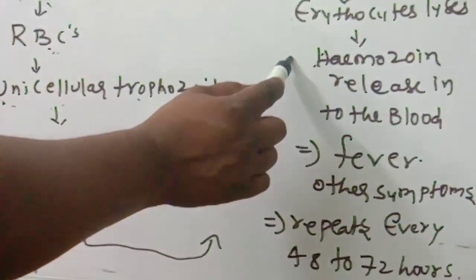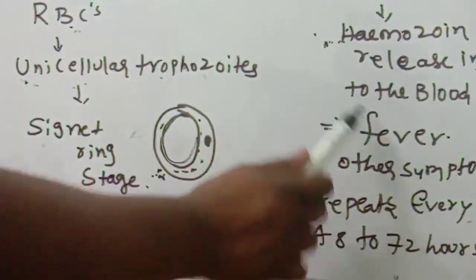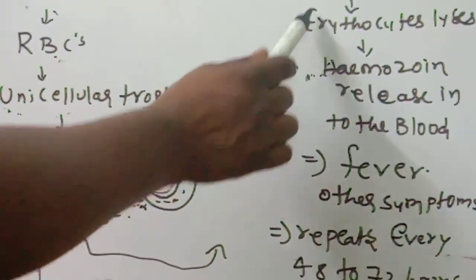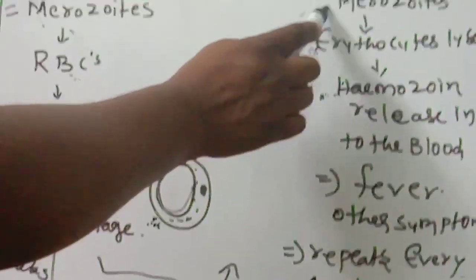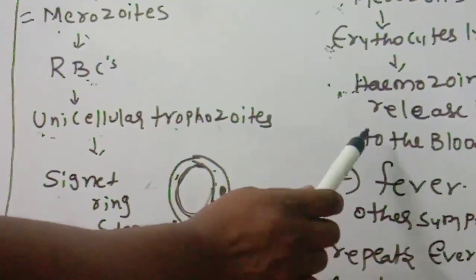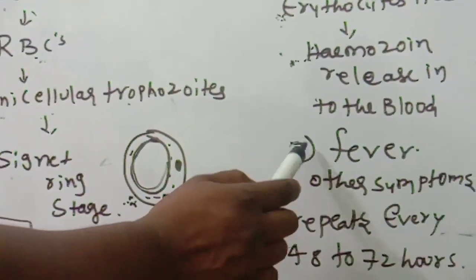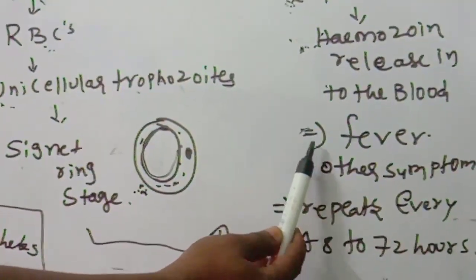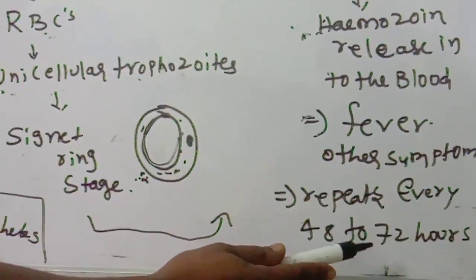Not only merozoites and hemozoin, a very dangerous toxin is also released into the blood. While the RBCs lyse, the rupture of RBCs is going on and these mononucleated merozoites are released into the blood. At that time, what will happen? At the time of lysis of RBCs, while the hemozoin and merozoites come out into the blood, what will the patient feel? Fever and other symptoms. This will repeat every 48 to 72 hours.